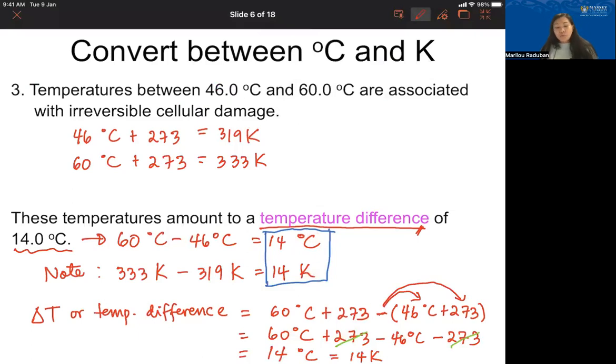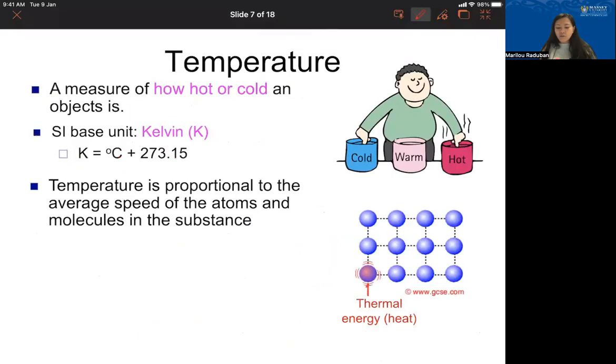Okay, cool. Right, so temperature is how hot or how cold an object feels to the touch. And we've seen that the SI unit is the Kelvin, and we've learned how to convert temperature from Celsius to Kelvin and Kelvin to Celsius. And we've learned how to get the temperature difference and analyze the unit for the temperature difference.